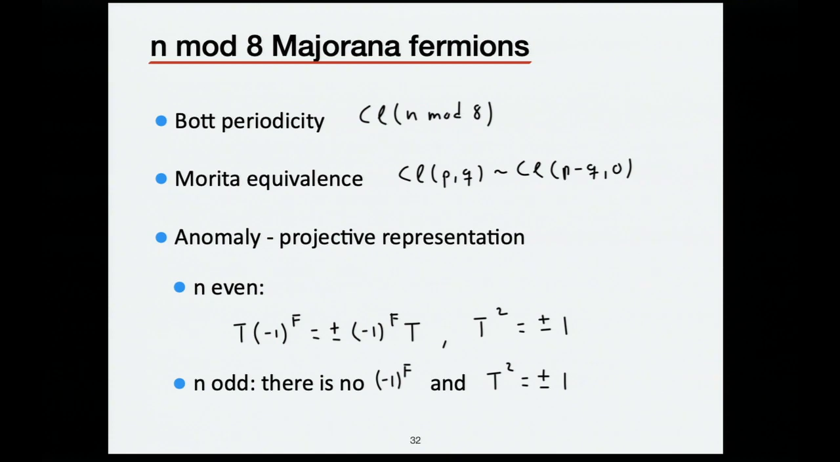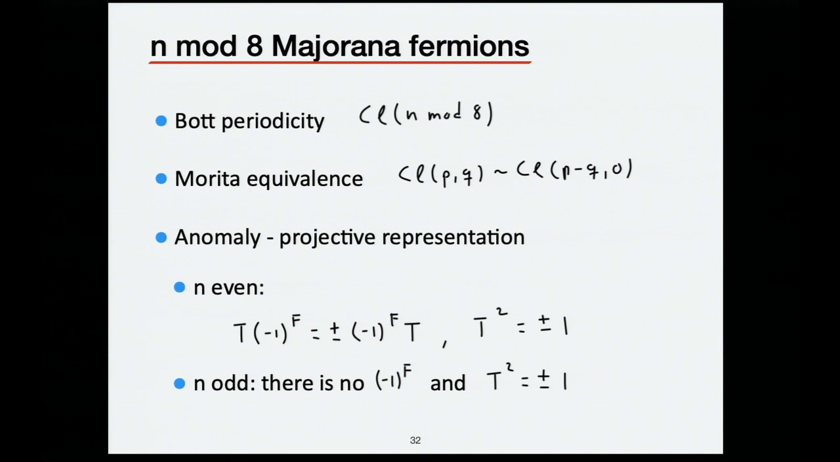And again, this anomaly, because it's a one-D system, will be seen as some projectiveness of the representation of the symmetry group on these things on the boundary. One can just calculate and see that these things might not commute, and T might not square to one on the boundary, and always one or the other happens unless you have eight or zero fermions.